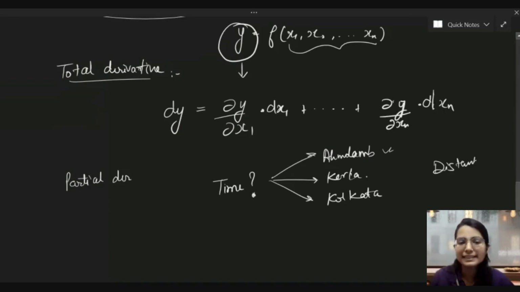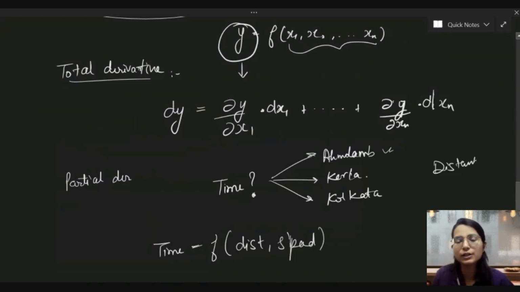So the time variable is a function of distance and speed. Speed and distance here are two independent variables, and in the question that I've asked, how much time will I take to reach your place, time is the dependent variable. So these are the things.